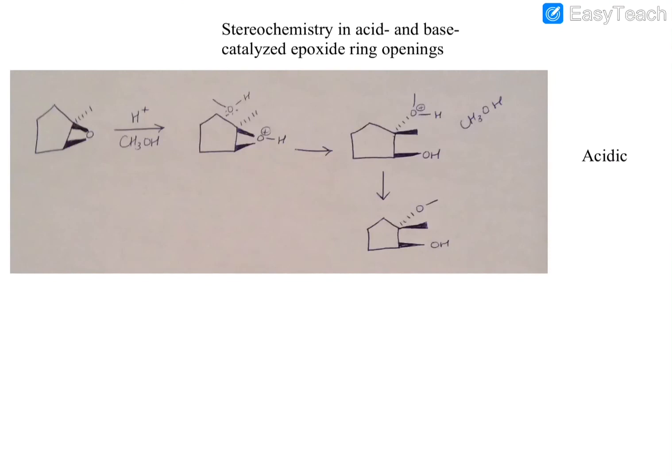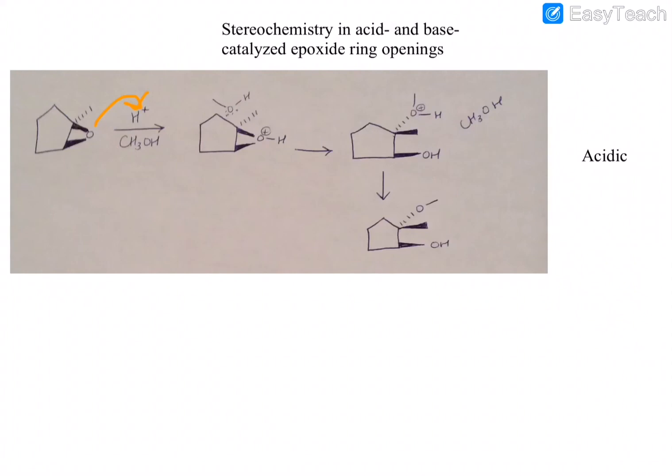Despite the differences in regioselectivity in acidic and basic conditions, stereochemistry in acid and base catalyzed epoxide ring openings is the same in that they both involve backside attacks. An SN2 mechanism yields anti-addition as shown in the product below. In this reaction, the oxygen is protonated, and instead of using water like we did in the previous reactions, methanol is now the new nucleophile.